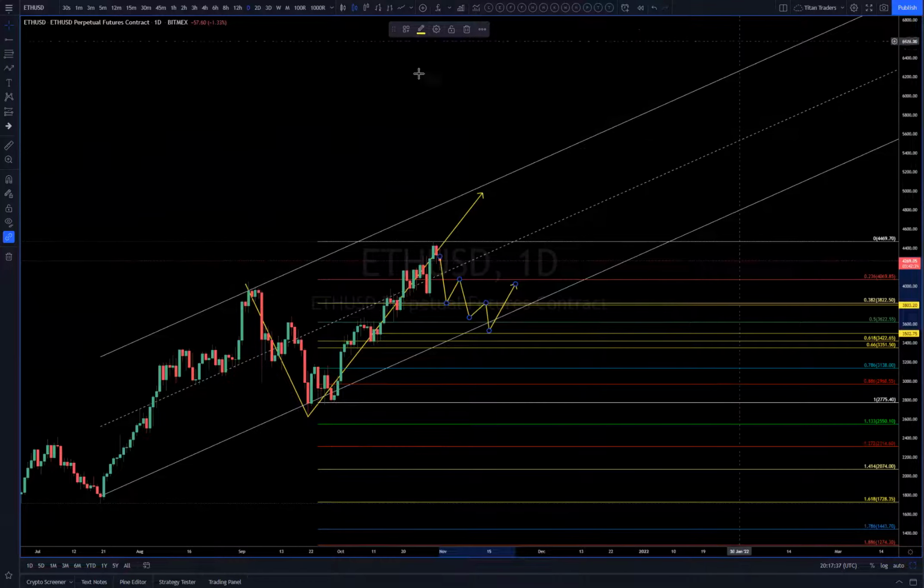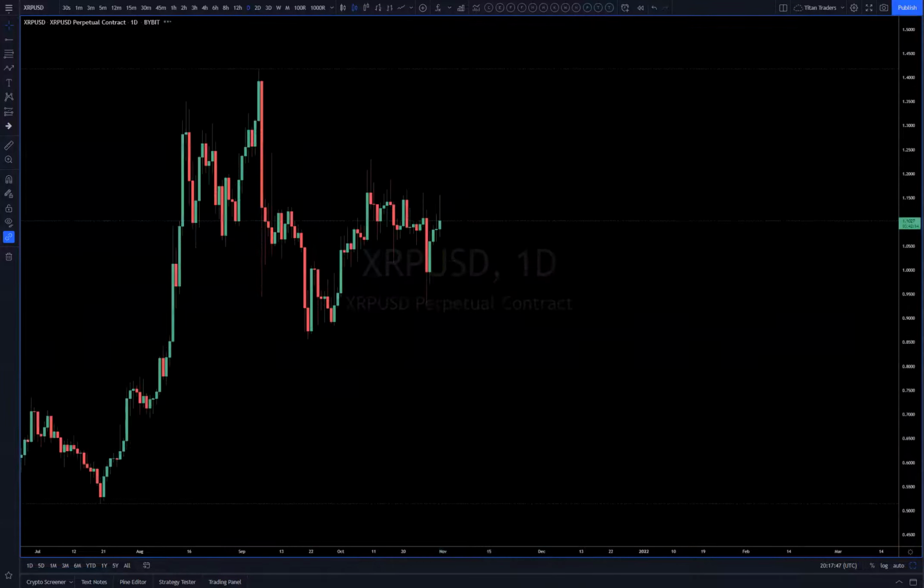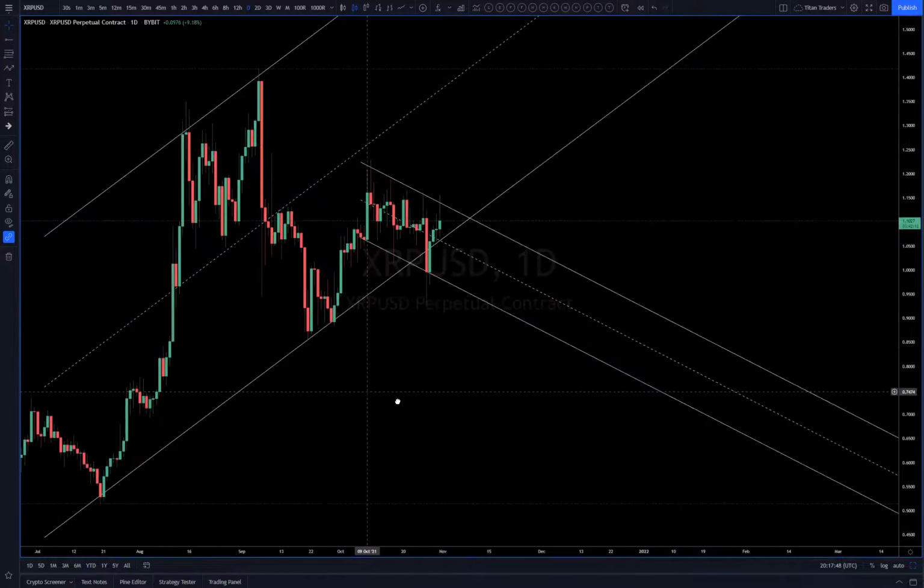I will come back to BTC and ETH with the indicators, but I'd like to go through the TA side, the manual side of it first. And the next coin I have is I'm looking at XRP.